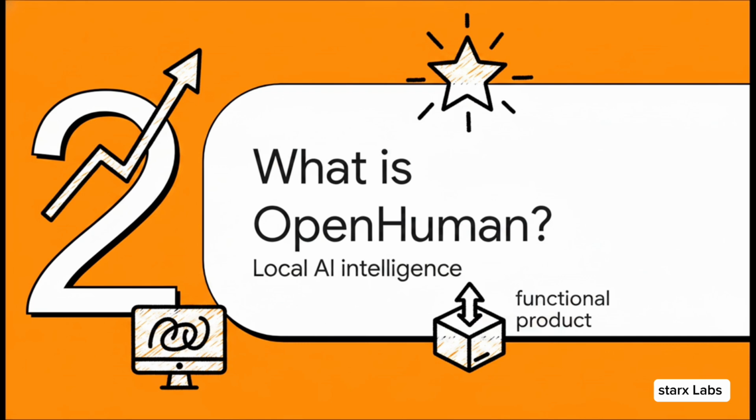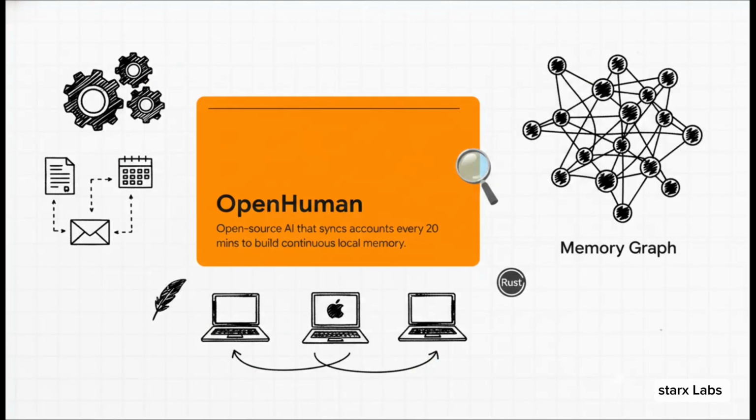What is OpenHuman? Your personal, local AI superintelligence. At its core, OpenHuman is an open-source, local-first desktop app. It runs on Windows, Mac, and Linux, and it's built on a super lightweight framework, so it's not going to hog all your computer's memory like some of those heavier apps do. Instead of waiting for you to type out context, it works silently in the background, syncing your accounts every 20 minutes to build a continuous, local memory of your life. It actively maps out your digital world without you doing a thing.